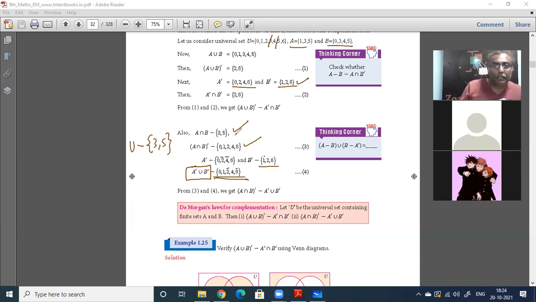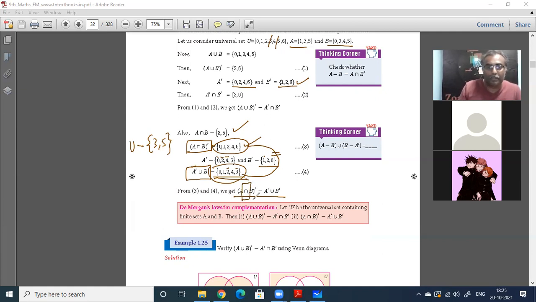But what he did earlier, A intersection B complement is also equal to 0, 1, 2, 4, 6. This is also equal to this. Both are equal. That means A intersection B complement is equal to A complement union B complement. So this is the other law. A intersection B, the whole complement equal to A complement union B complement. Again, very simple to remember.